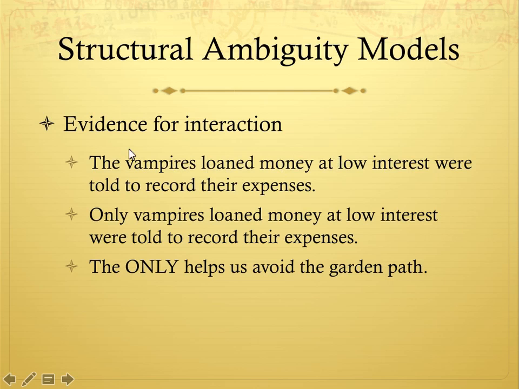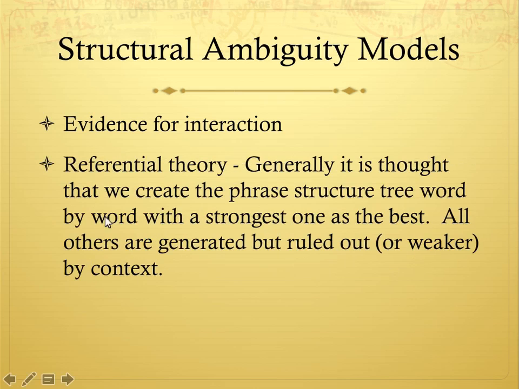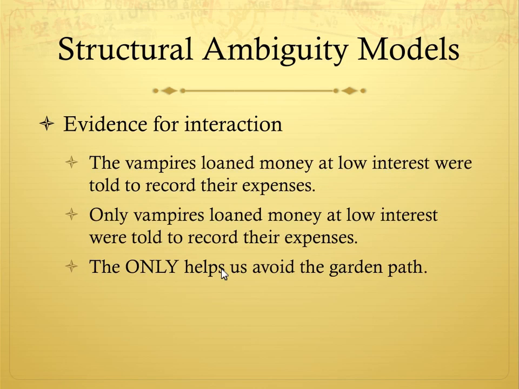vampires loaning money. I don't know why they love using the word vampires, but anyways. Loaning money creates a semantic expectation, but then once you hit the second word, you have to back up. If you give people only vampires loaned money at low interest, were told to record those sentences, that single word only completely disambiguates the sentence. And so that only argues that it's creating a semantic bias or context that rules out a lot of these other different phrase structures. Okay, so that implies an interaction between semantics and syntax that might work separately, but they're talking to each other.